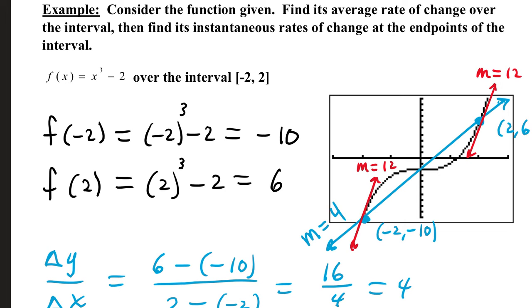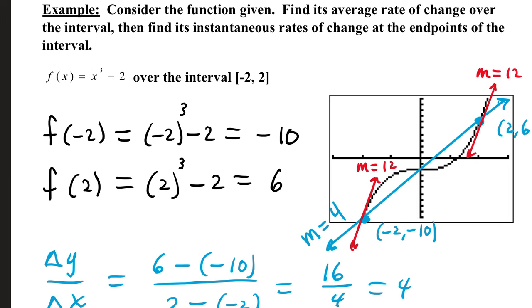When we sub in our left endpoint in the original function, -2 cubed is -8, minus 2 is negative 10. So that gives us the point (-2, -10) as a point on its graph. The right endpoint 2 cubed is 8, minus 2 is 6. So that tells us the point (2, 6) is also on the graph of the function. If we cut through the graph with a secant at those 2 points, we get this blue line.